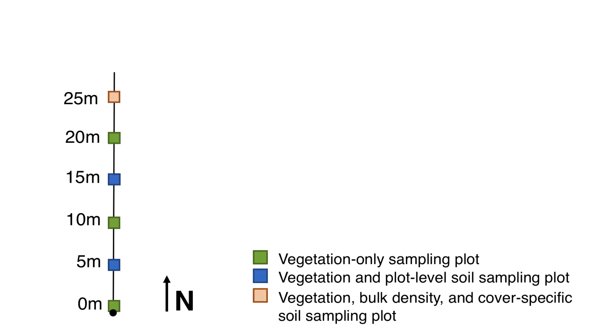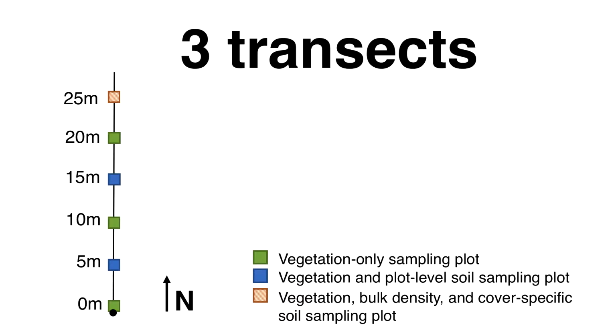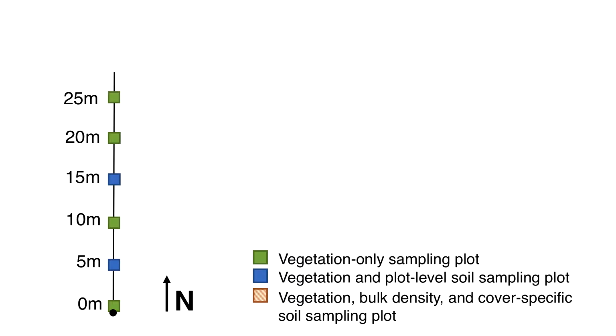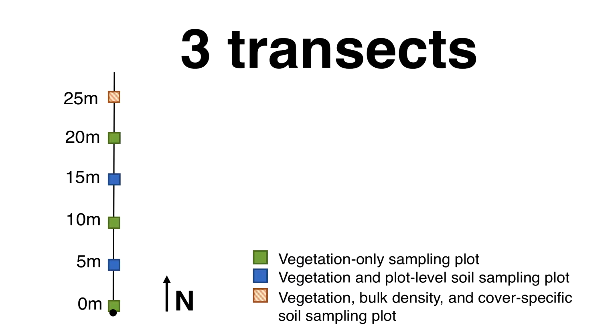Here's a cartoon of what the transect will look like with plots for 3 of the transects. So you'll see we have 3 green plots for vegetation-only sampling. 2 are the blue plots where we'll be doing plot-level soil sampling. And then 1 plot where there will be cover-specific soil sampling, bulk density, in addition to vegetation. There will be another 3 transects where there are just 2 soil sampling plots. Here again, the blue, and they'll be for plot level sampling.